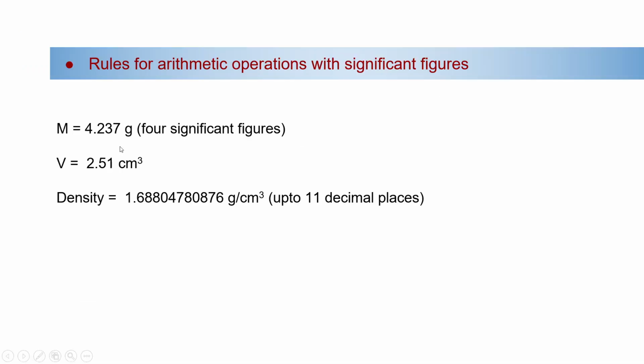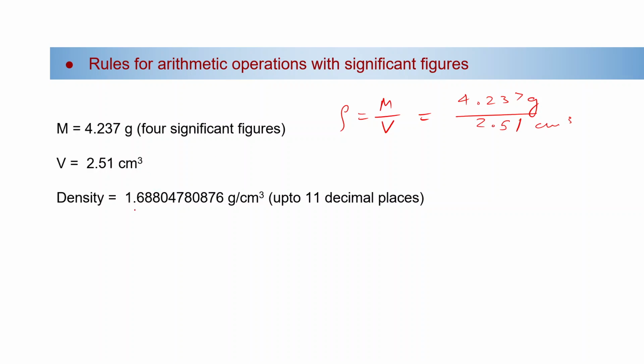And this is what I was telling you about. If we are performing some kind of arithmetic operation, for example if I want to find out density, we know it's mass upon volume, right? And this mass is 4.237 gram. There are four significant figures, and then the volume is 2.51 centimeter cube. Here there are three significant figures.